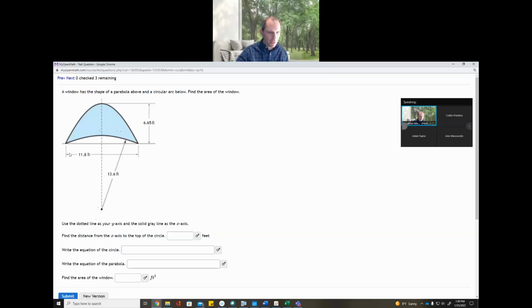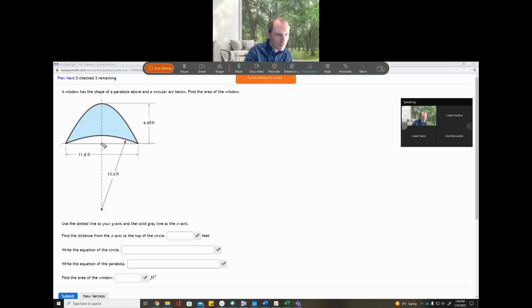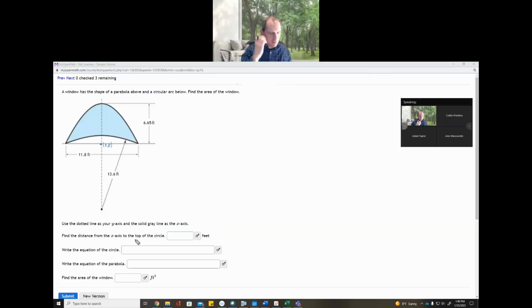In this case, though, they say you use this solid line as the y-axis and the dotted as the x, so the origin is going to be here. So this is the point 0, 0. And that makes the equation for the circle a little bit more complicated, but I think that it helps the parabola a lot, and the parabola is the harder part. So it's actually a nice trade-off where you make the hardest part of the problem a little bit easier.